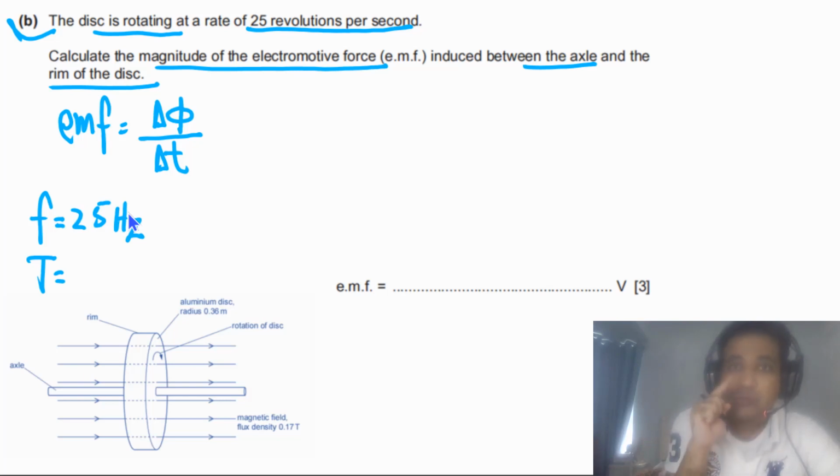Now we need to find out time for one cycle. Time for one cycle will be equal to 1 over frequency, so this is 1 over 25. Now simply we need to plug in values.